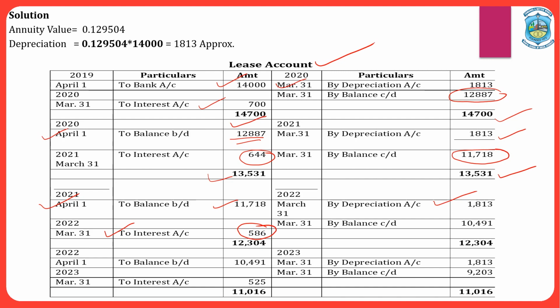Again, the total of debit is more than the total of credit. Higher total to be transferred in the opposite side, and we need to calculate the balancing figure. The balancing figure is coming 10,491. This is the closing balance as on 31st March 2022. Whatever is the closing balance on 31st March 2022, that will become the opening balance on 1st April 2022. So, to balance brought down 10,491.